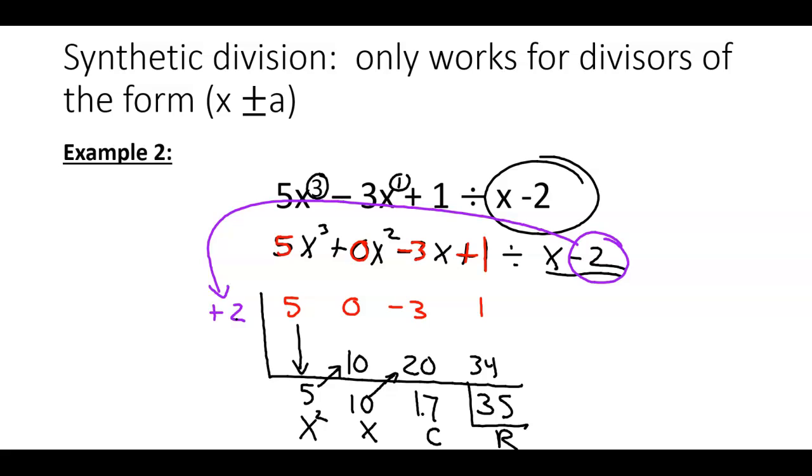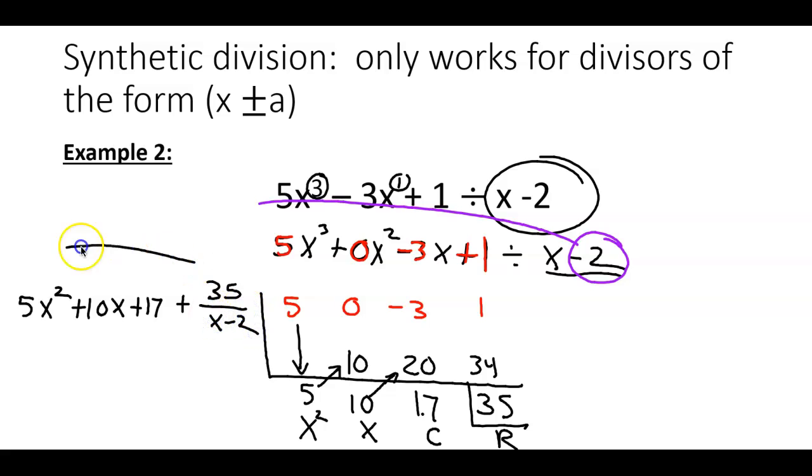So we have 5x squared plus 10x plus 17. And I'm running out of space, so I've got to make some space. Plus 35 is my remainder over my divisor. So it's a lot nicer than long division. Much quicker. Okay. But once again, it only works for these kinds of divisors. Okay?